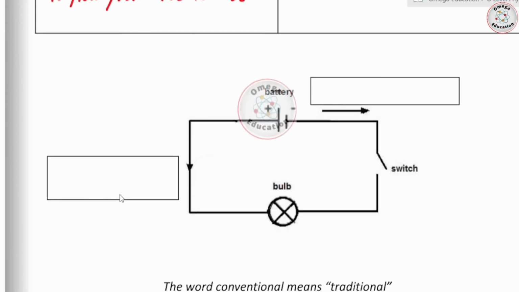Now here we have a question. Right in the middle we have a battery, and on the left side we have the positive terminal of the battery. Even if it's not marked, you must know that the longer terminal of the battery is the positive one, and the shorter terminal is the negative one.